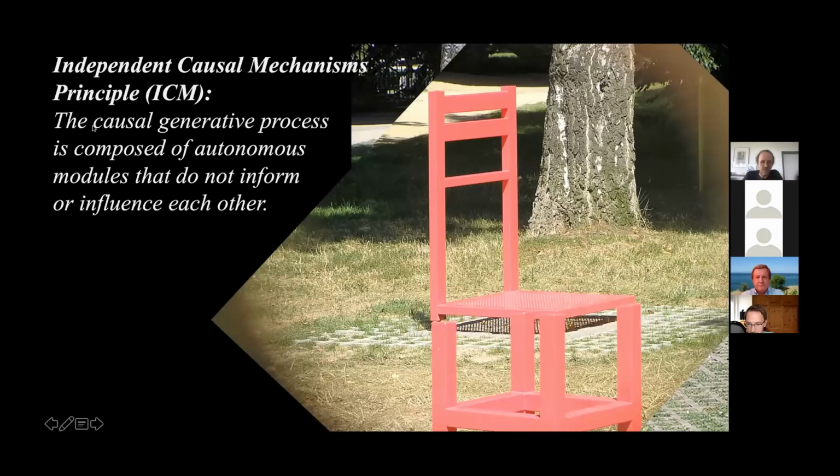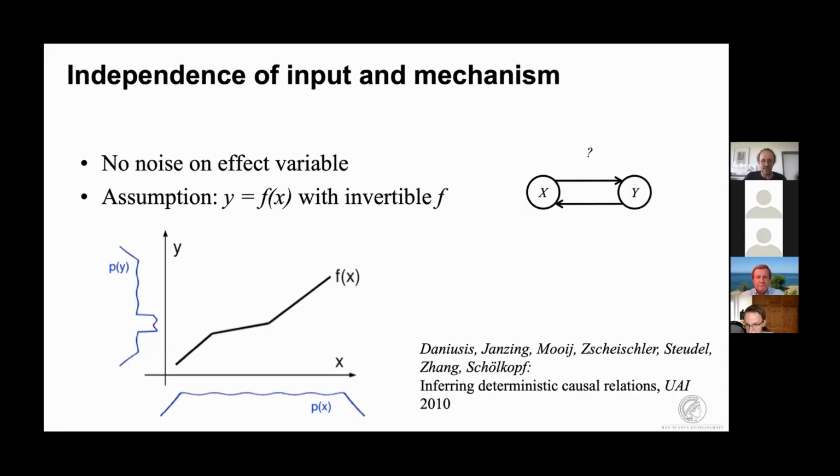So let's assume that the causal generative process is composed of modules that do not inform or influence each other. Again, sticking with the two variable case, let's assume we have two variables x and y, and let's assume there's even no noise. So x is the cause, y is the effect, but it's just an invertible function of the cause. You could say that it's potentially the simplest setting you could look at. It's like a conditional without noise, it's just a function. So if we assume that our input is some generic density that is independent of this mechanism, that's our assumption. So the mechanism knows nothing about the shape of this density. That would be the generic assumption.